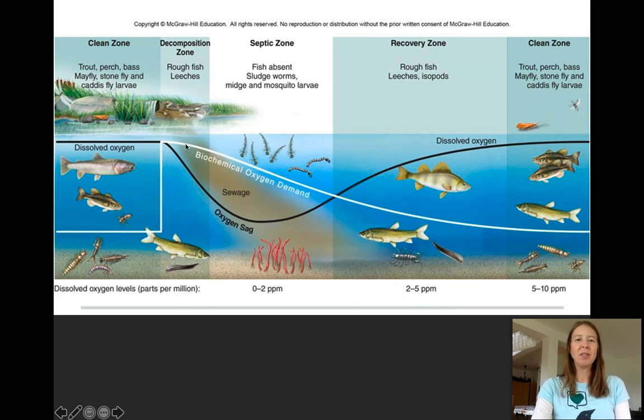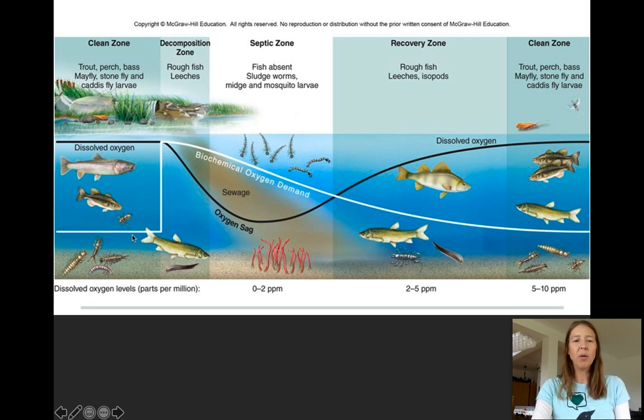You can see here's the biochemical oxygen demand after a sewage pipe. So the water is running in this direction. And so you've got plenty of dissolved oxygen. And then right after the sewage pipe, there's a huge sag in oxygen because all the decomposers are breaking it down, right? And as you go further and further down, then it starts to get better.